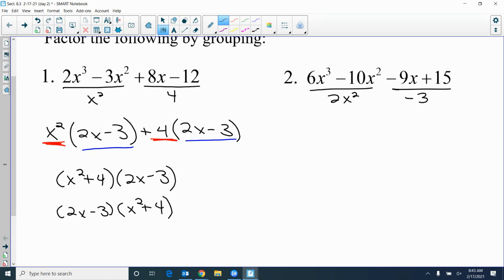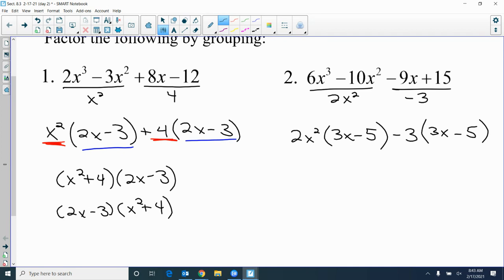Now, 2x squared goes out in front, parentheses, divide both of those by 2x squared, and I get 3x minus 5. We want the other parenthesis to match up. We want it to also have 3x minus 5. Don't just put a 3. You've got to make that a -3. And what is -9x divided by -3? Negative divided by negative is a positive. So it's positive 3x. 15 divided by -3 is a -5. You have to treat that as a -3 when you're dividing both of them, so those signs flip.